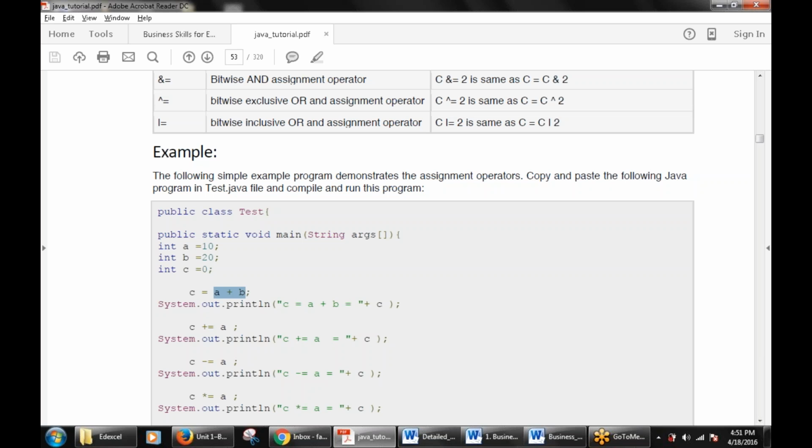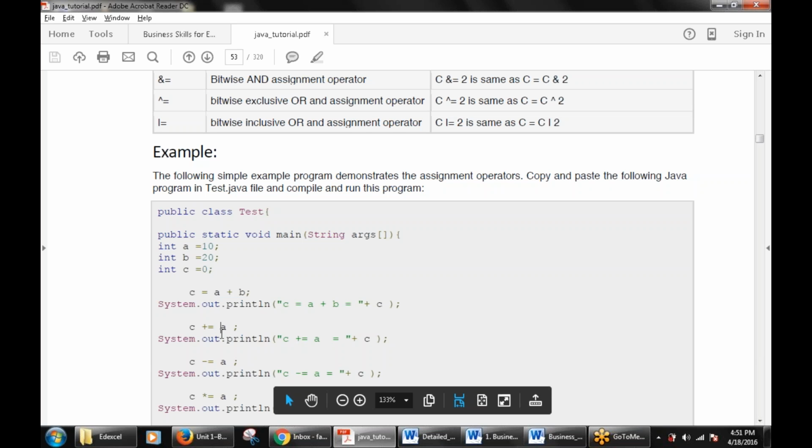Then in adding the values of A and B and putting into C, that is 10 plus 20 becomes 30, that is put into the C variable, which was assigned the value 0. So A plus B, that is 10 plus 20 is 30, that is stored into C. Now the C value becomes 30. Next is C plus equals A, that is C equals C plus A only.